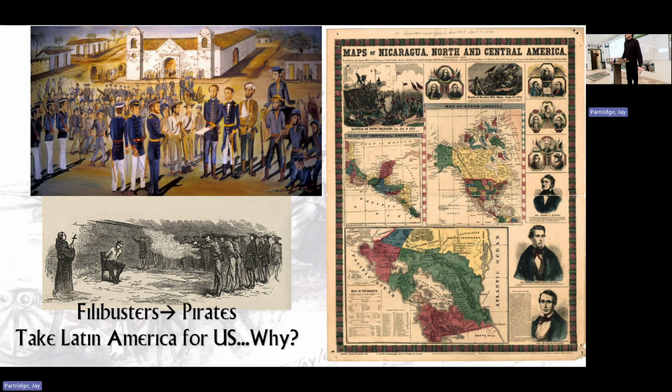Also at the same time, Southern, basically soldiers of fortune trying to get rich, much like land speculators trying to take land from American Indians. They began to go south, and they dubbed them filibusters, which is the Dutch word for pirate, kind of a bastardization of the Dutch word for pirate. And they went to Latin American countries that had just won their independence, trying to take them over to be annexed by the United States.